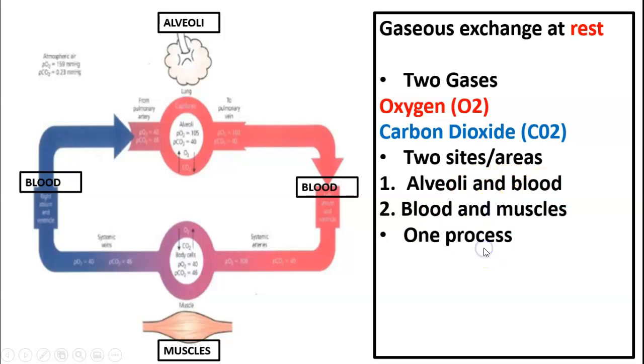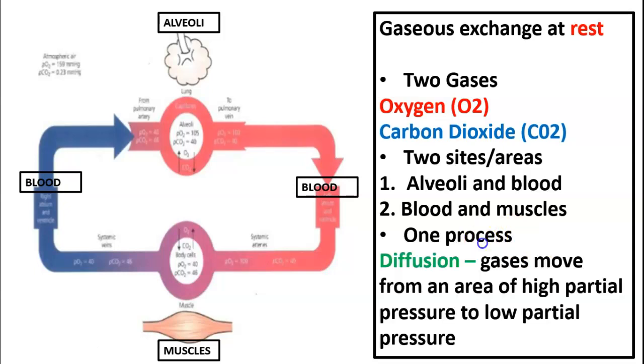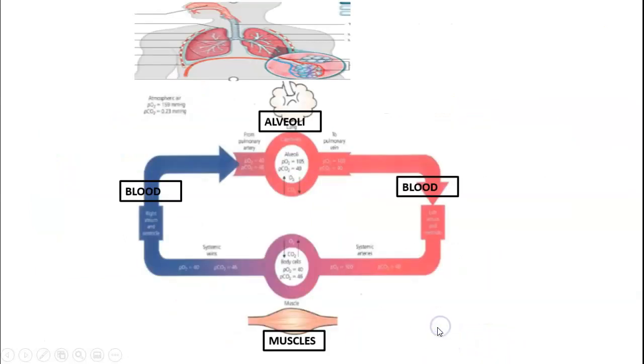The final thing we need to have an understanding of is that this whole process of gaseous exchange takes place via a process called diffusion. Diffusion refers to where gases move from an area of high pressure, or partial pressure as we have to call it, to low partial pressure. So we'll have a look at this in a little bit more detail as we go on to the next slide. Let's just have a real basic understanding of this.